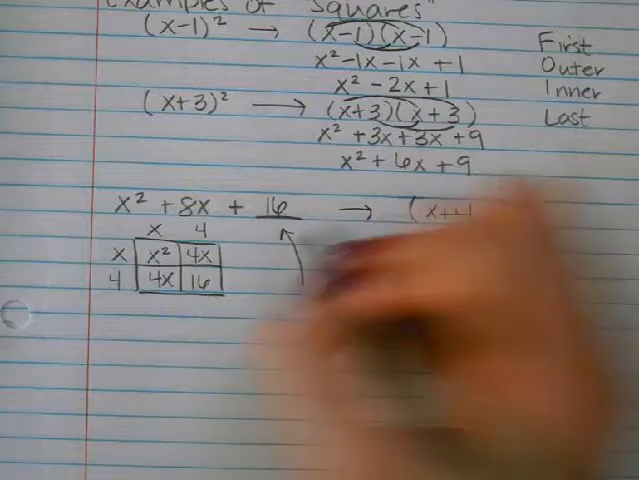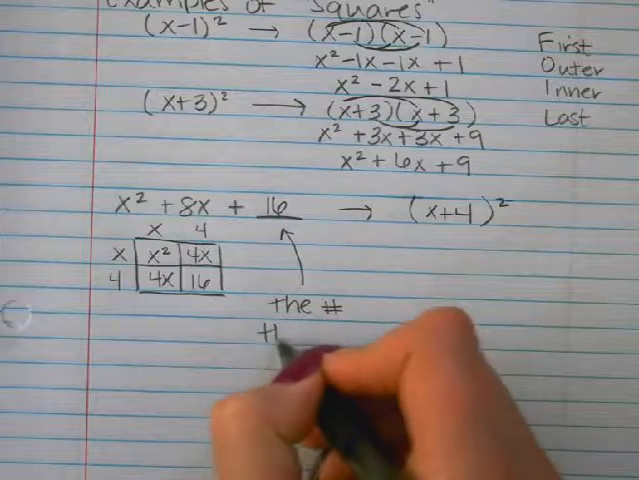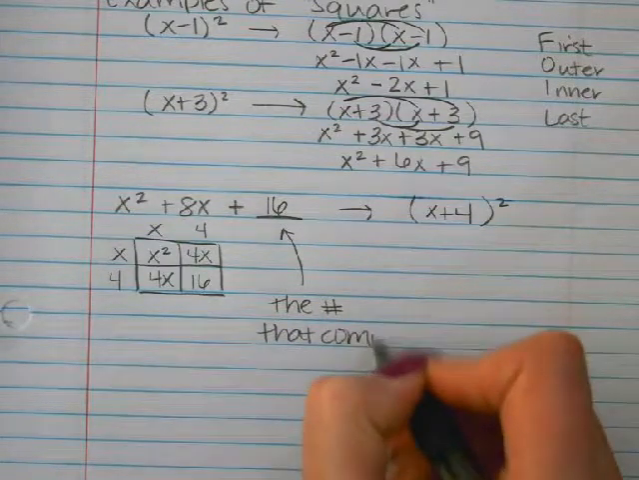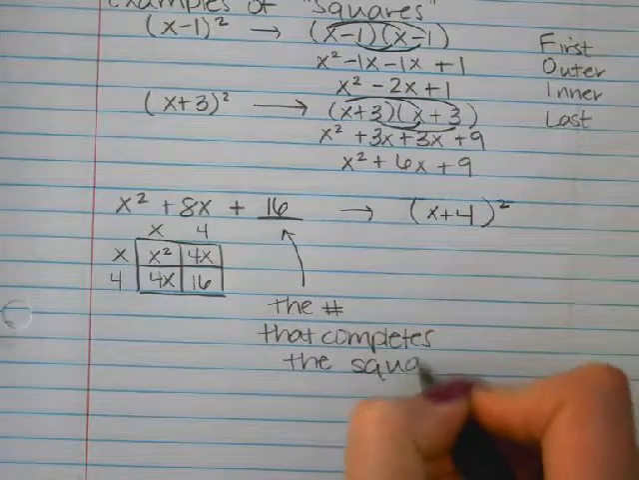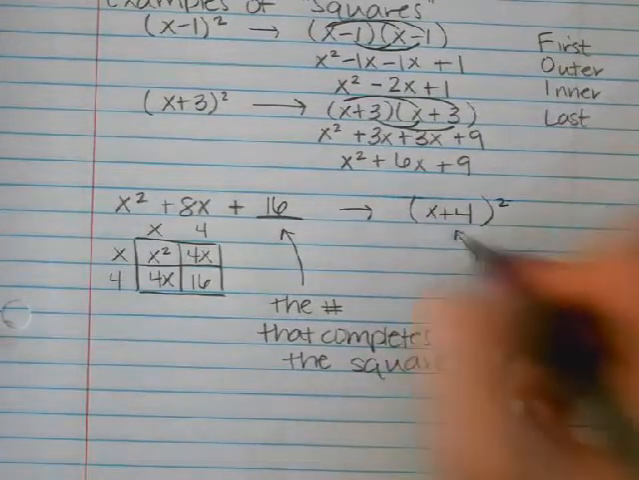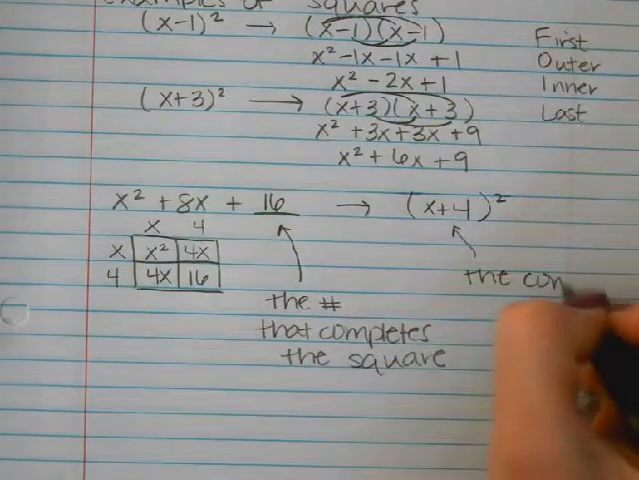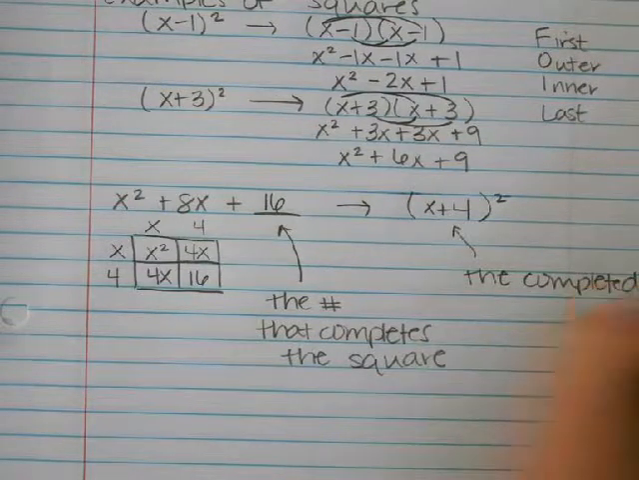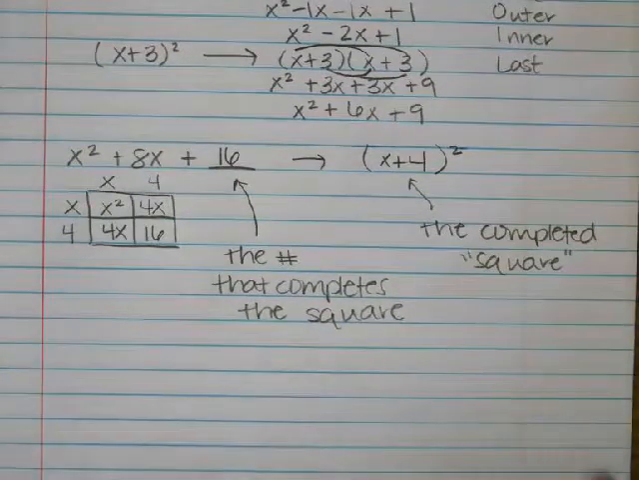This 16 right here is the number that completes the square. And the x plus 4 squared, the actual parentheses there, is the completed square. So 16 is the number that completes the square, and then x plus 4 squared is what we would call the completed square.